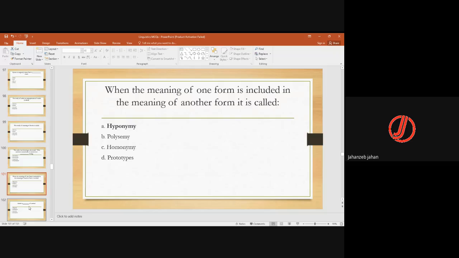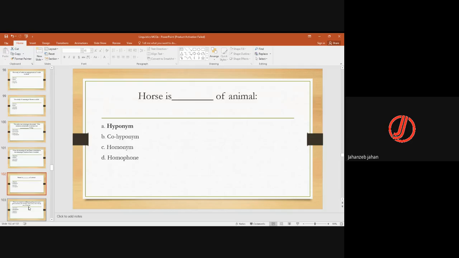When the meaning of one form is included in the other, as we have discussed, that is hyponymy. Horse is a hyponym of animal. Animal भी living being होते हैं, horse भी living being है. So these are hyponyms.